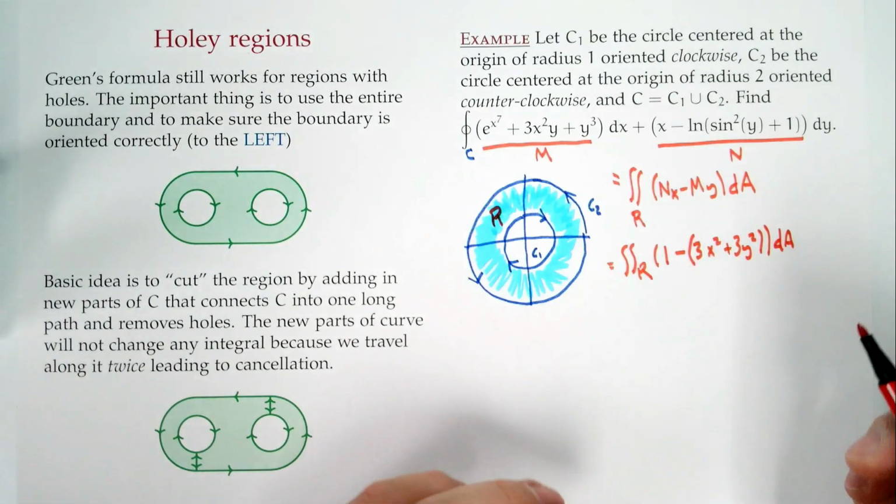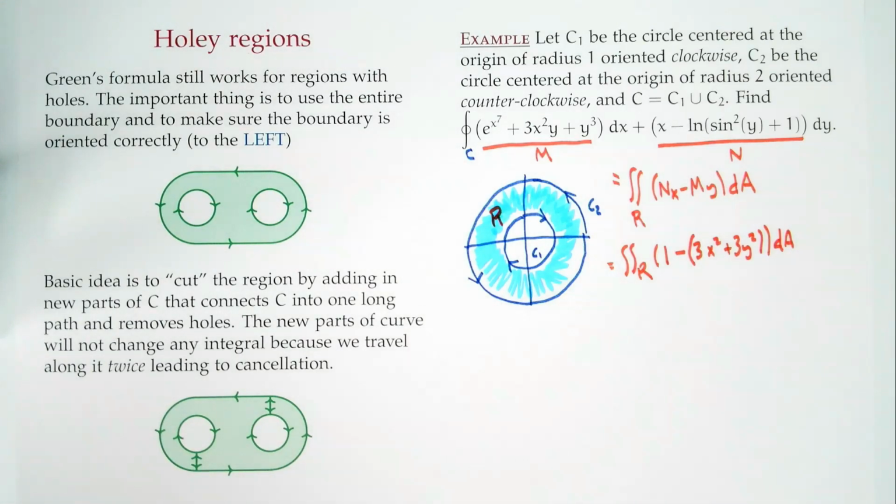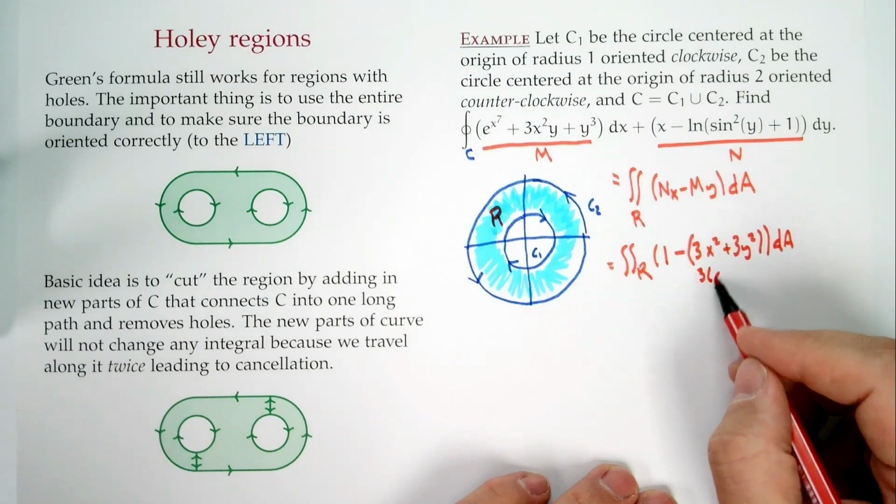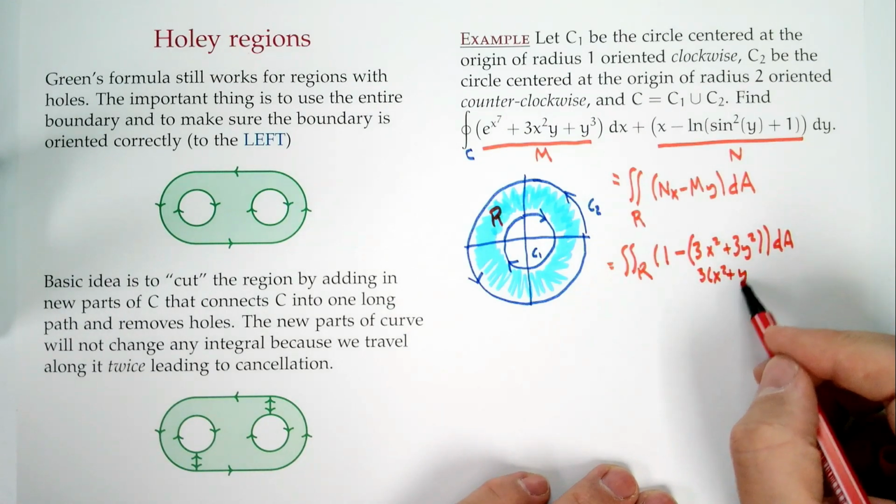Now this problem is practically screaming out to use polar. Because, well, two things. First off, notice the function. You can write it as 3 times x squared plus y squared.